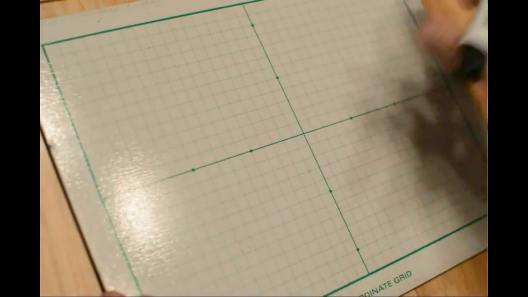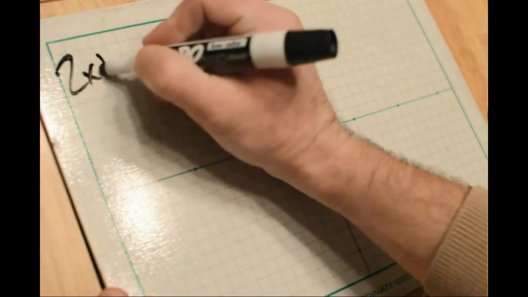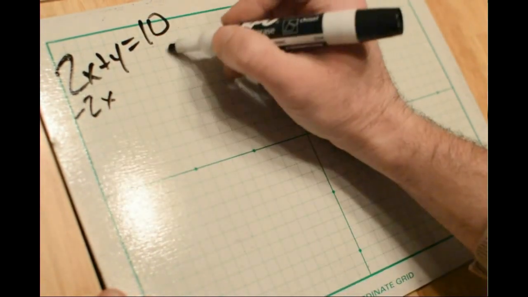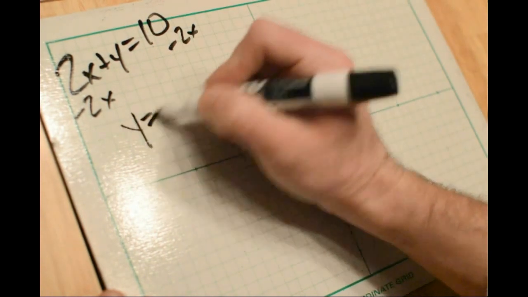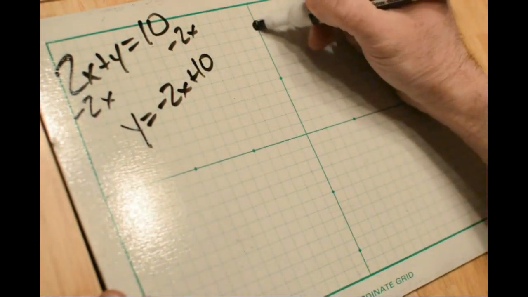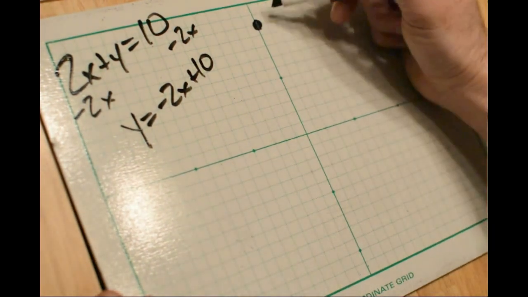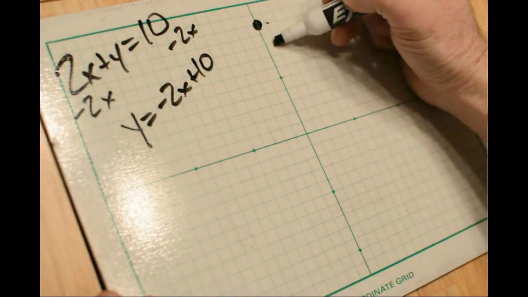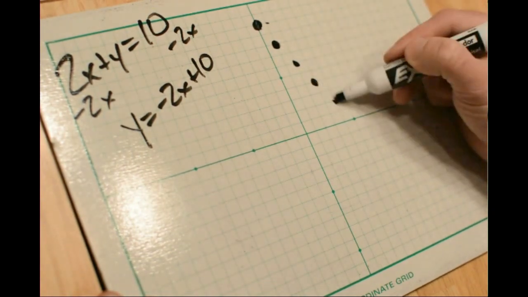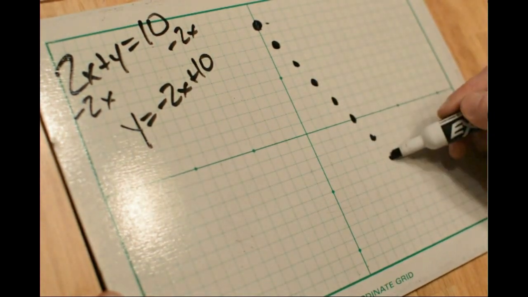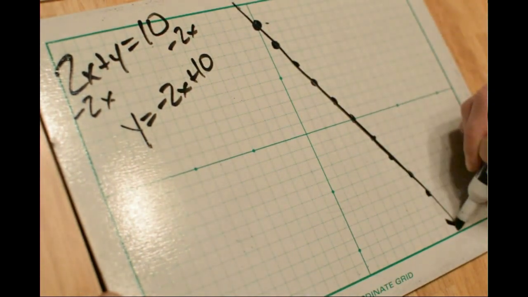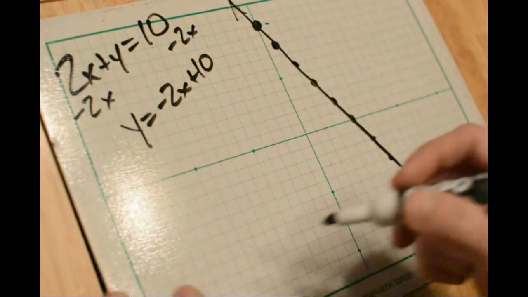So our first equation was 2x plus y equals 10. Now that's not in slope-intercept form, so we'll subtract 2x from each side. And y is equal to negative 2x plus 10. So we have a y-intercept of 10. Slope is negative 2, so when you increase x by 1, y decreases by 2. So right 1 down 2, right 1 down 2, and we have all of these points for our line. So there's the line y equals negative 2x plus 10.